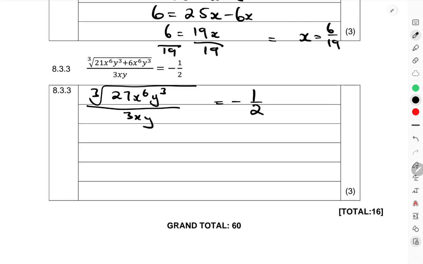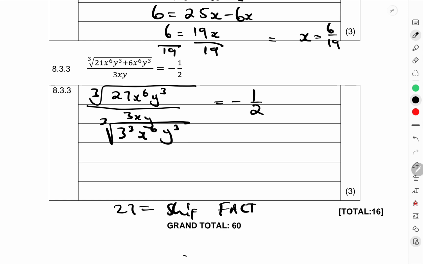Now I want to remove this particular cube root. What number do I have here? It is 27. Take that number, 27. On a calculator, 27 equals to shift fact. 27 equals to shift fact is the same as 3 to the power of 3. Therefore, I'll have 3 to the power of 3, x to the power of 6, y to the power of 3. But remember, you have a cube root written over there. Now, it means I'm going to have 3 to the power of 3 divided by 3, x to the power of 6 divided by 3, y to the power of 3 divided by 3.